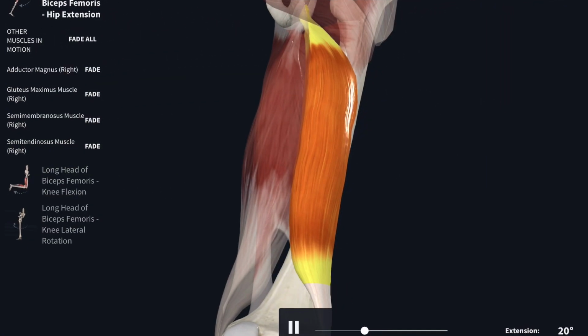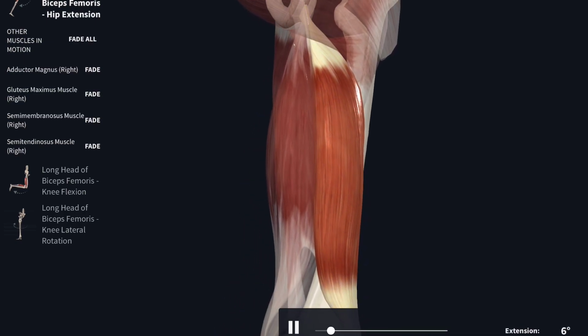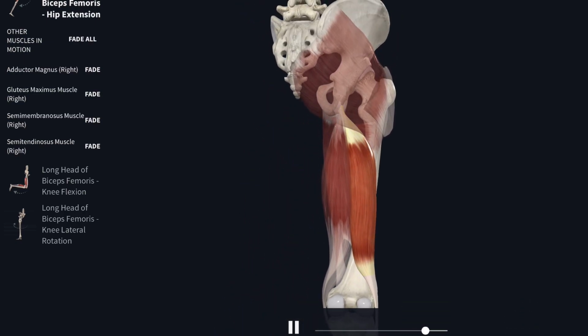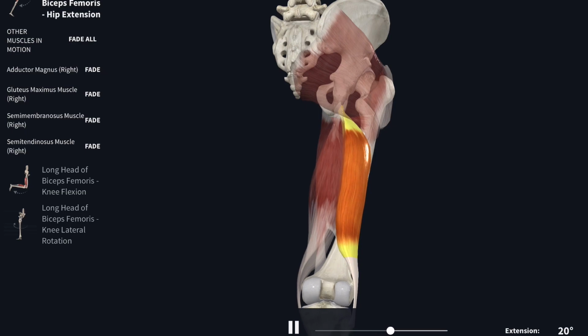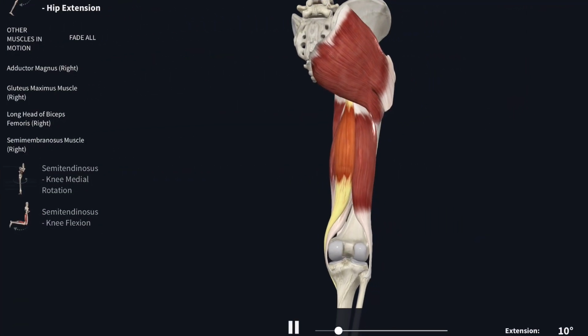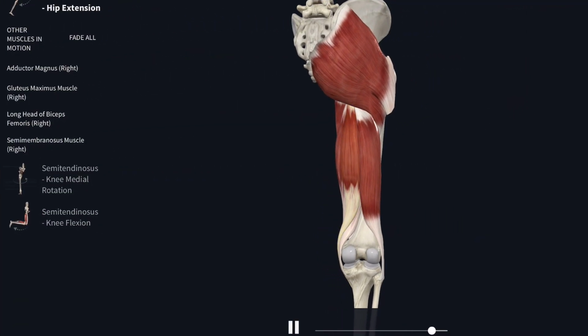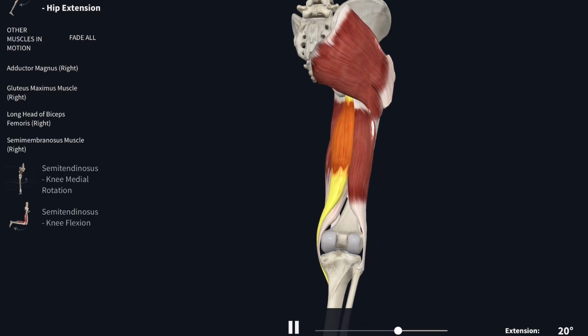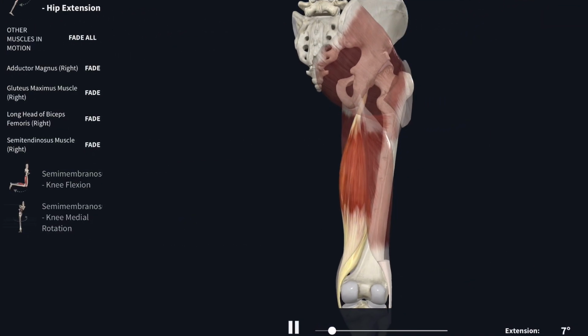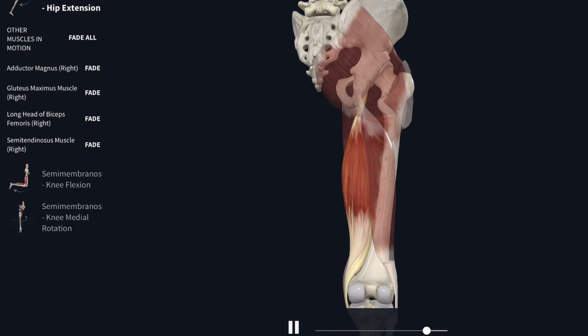Next, we have the biceps femoris. This is a hip extensor. Semimembranosus and semitendinosus.